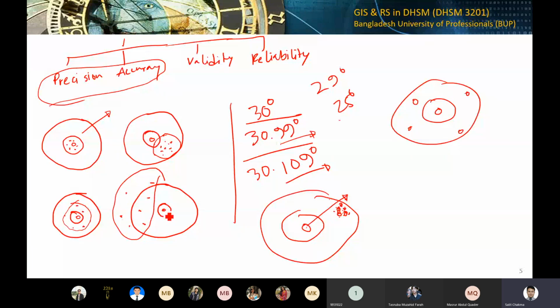It's nowhere close to the bullseye, so it's not accurate. It's farther away from the actual value. Also, they are scattered all over the board, and some of them actually went outside of the board, so they are not really precise. Okay, so why are they important?